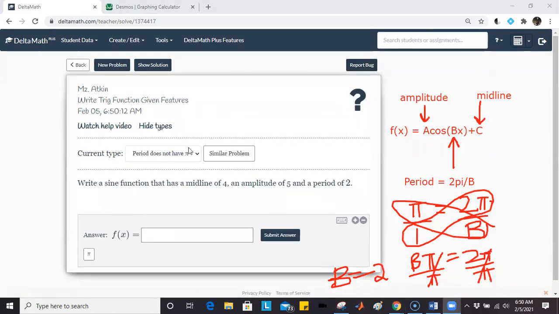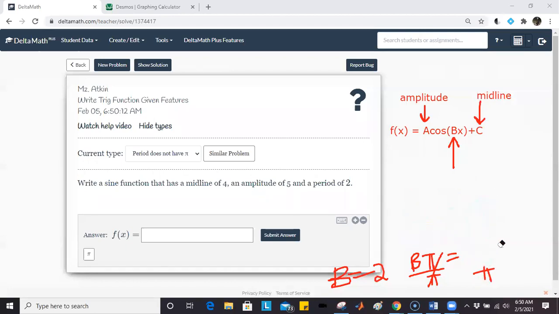Now we're into a sine function this time. Does that change anything? Not in the slightest, because this is still our general formula. Oh man, I lost my little guy. There we go. We'll just remember to write sine this time instead of cosine. So this sine function has a midline of 4, amplitude of 5, and a period of 2. We can still do this. I changed this into a type of question you're not going to have, where it has a period that doesn't have pi. But for proof of concept, it's the same idea.